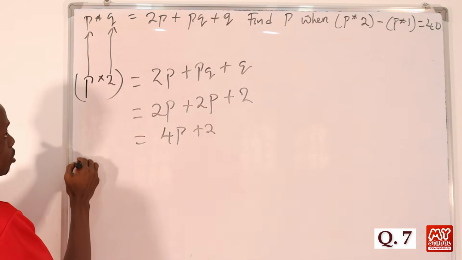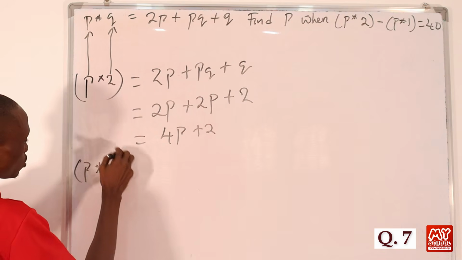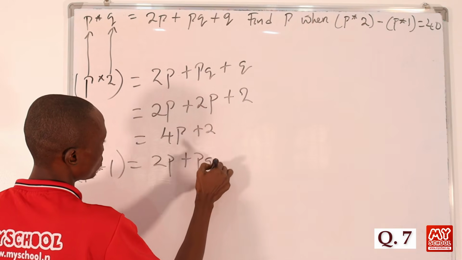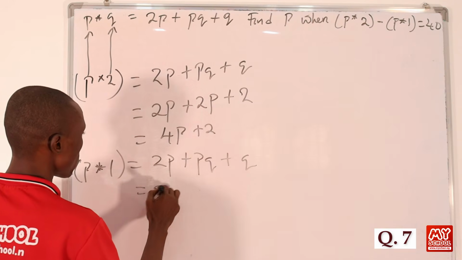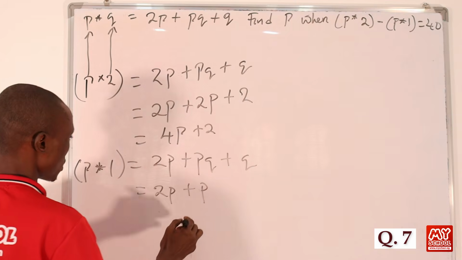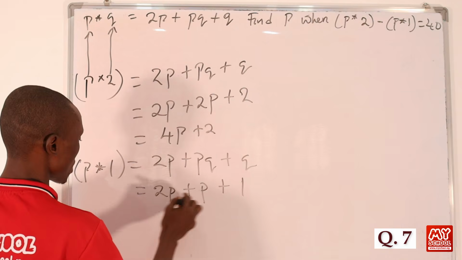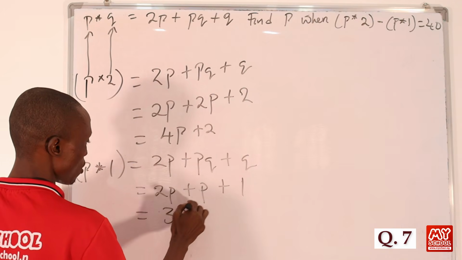Let's do the same for what we have in the second bracket, which is P plus 1. So also do the same substitution again, so that we'll be having 2P plus P in this case, then plus 1. If we tidy this up, we're having 3P plus 1.